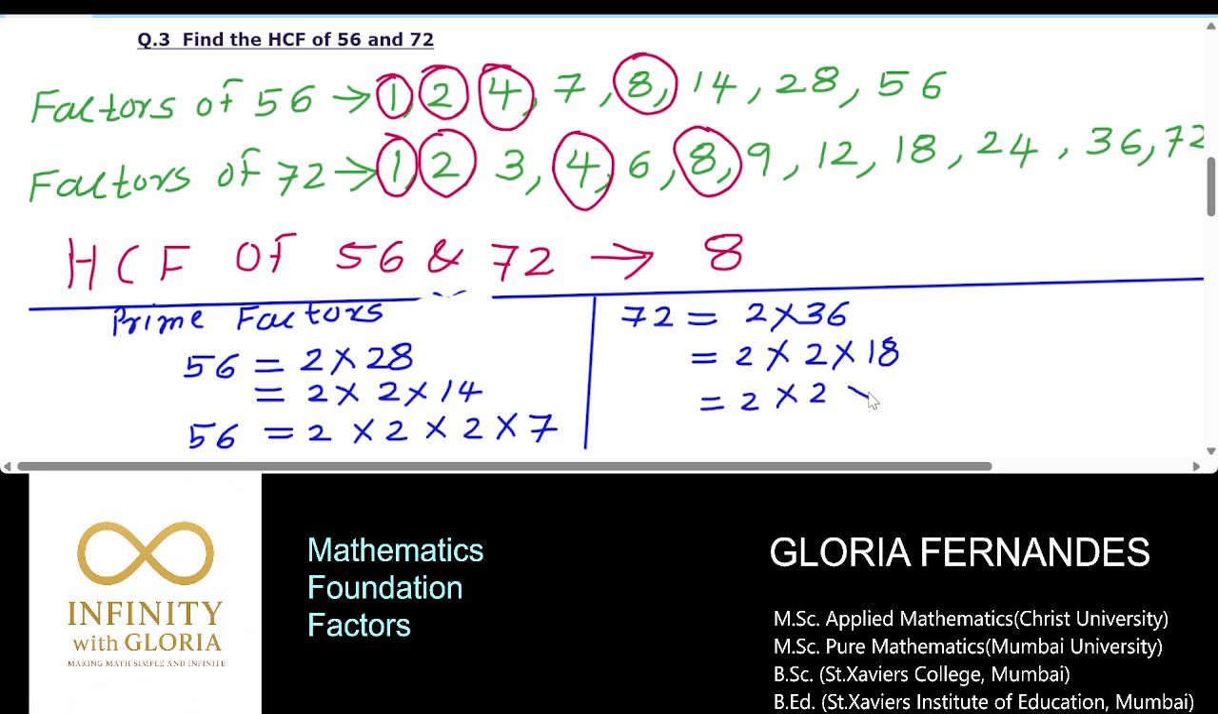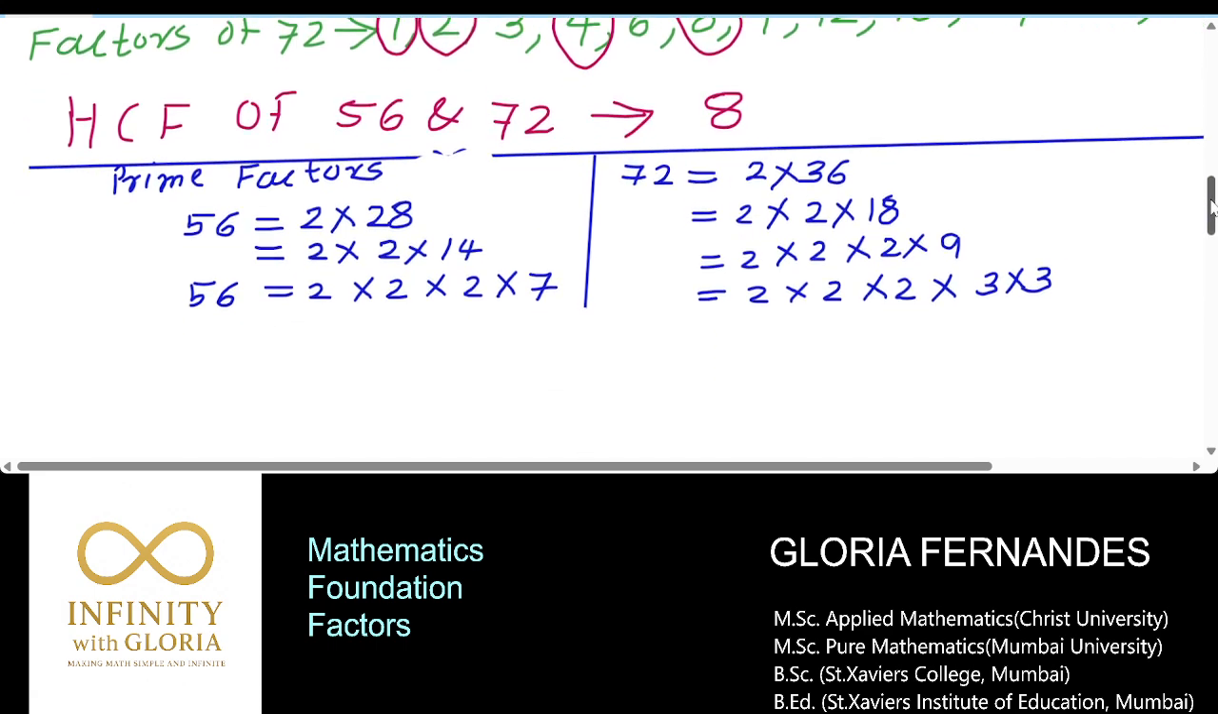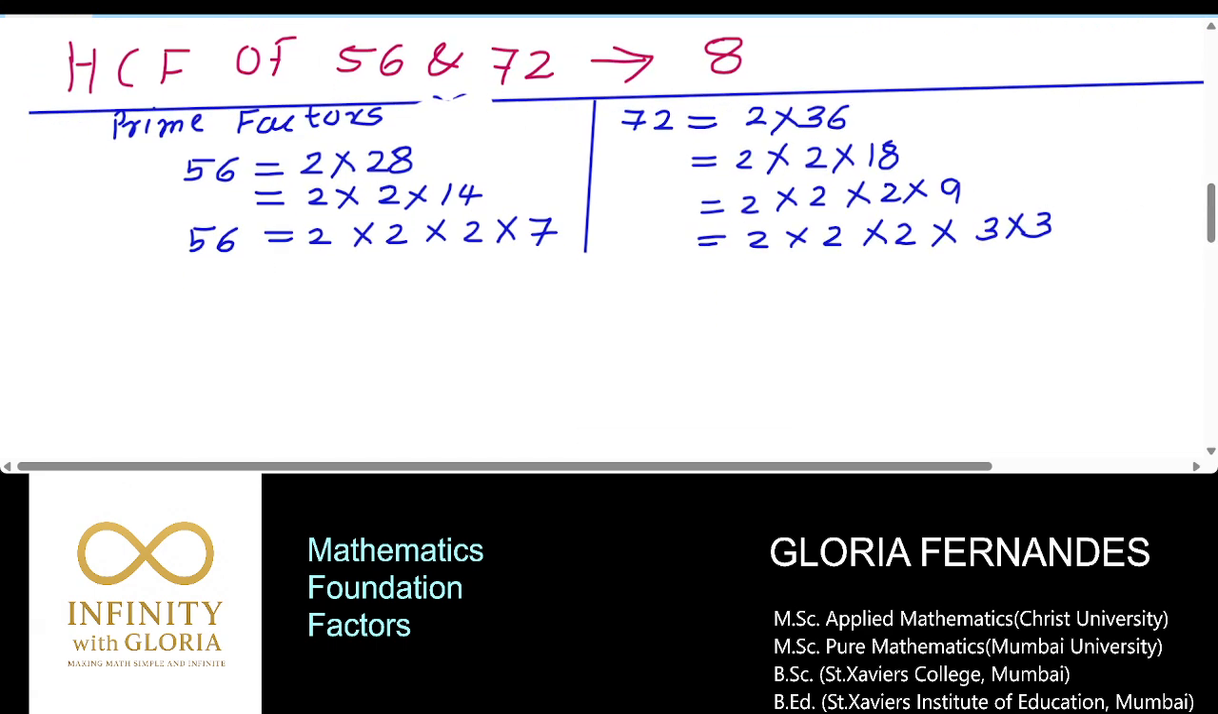Then I have 2 times 9, yes. Then I have 2 times 2 times 2, I'll write as it is. 9 can be further factored as 3 times 3. Got it? Now over here what I will do is I will find out what are the common factors I have in 56 and 72.